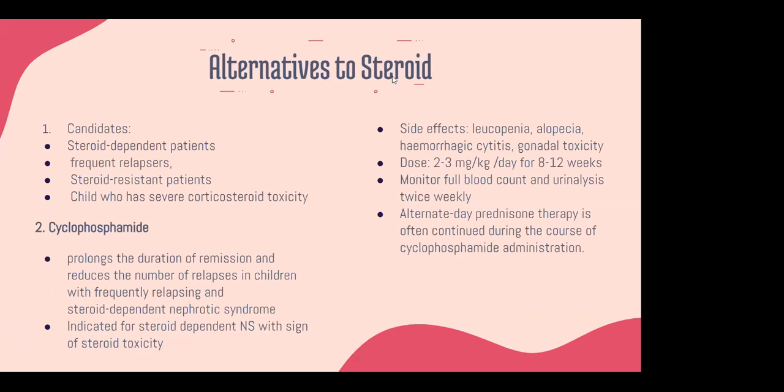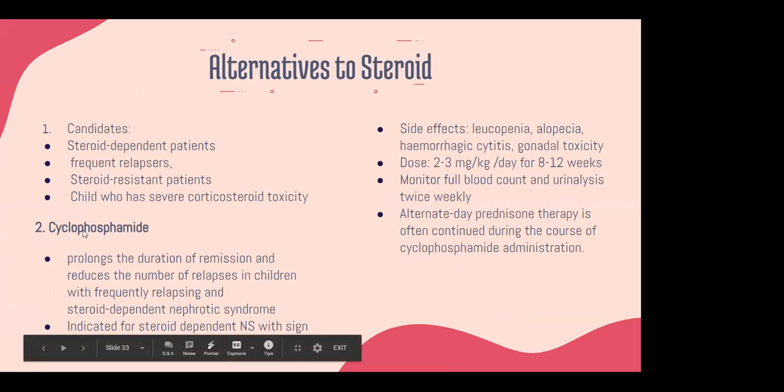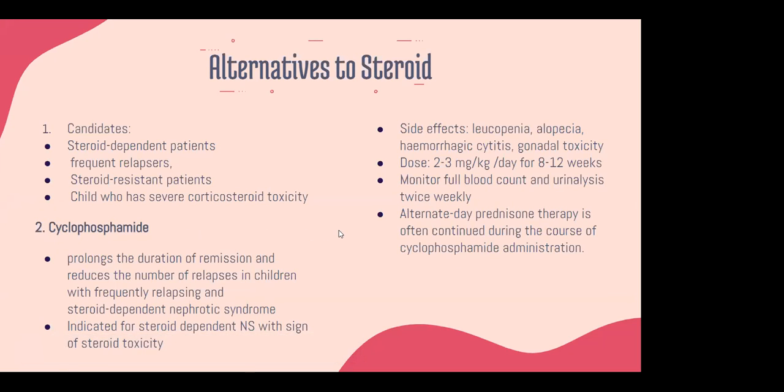Meaning we give medication other than steroid. So, for whom must we give this treatment? Steroid-dependent patients, frequent relapsers, steroid-resistant patients, and children who have severe corticosteroid toxicity. The first medication is cyclosporine. It prolongs the duration of remission and reduces the number of relapses in children with frequently relapsing and steroid-dependent nephrotic syndrome with signs of steroid toxicity.